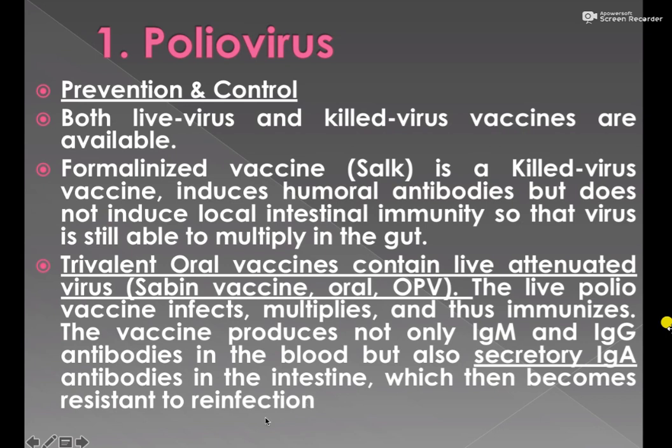Why? The port of entry of the virus is the fecal-oral route, so with this vaccine we induce secretory IgA antibody in the gut, in the intestine. We destroy the virus at its site of entry to avoid spread of the virus to the blood and then to the CNS. At this site, we destroy the virus through the formation of secretory IgA antibody.